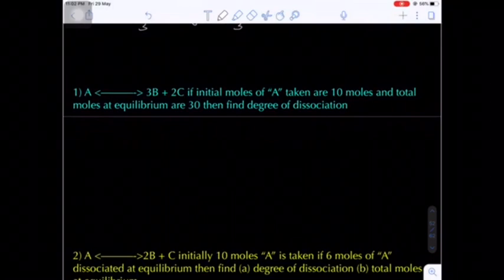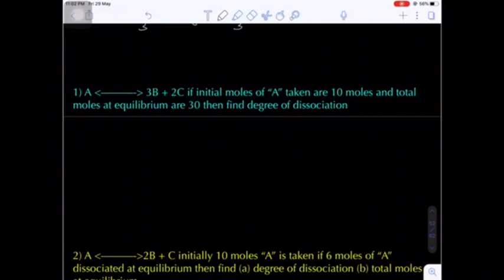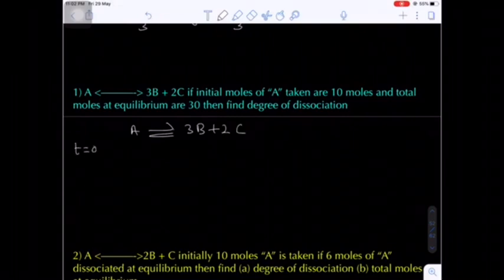Now here there are some problems. A gives 3B plus 2C. If the initial number of moles of A taken is 10 moles and the total number of moles at equilibrium is 30, then find the degree of dissociation. It is very simple. A gives 3B plus 2C. Now what is the general concept? Initial number of moles I am taking a. This will be 0 0.